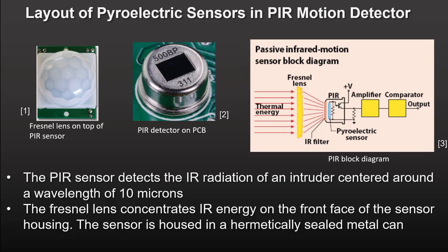In practice, most sensors will respond to wavelengths between 4 and 20 microns. The Fresnel lens concentrates the IR energy on the front face of the sensor housing. The IR sensor is housed in a hermetically sealed metal can to improve electrical noise immunity and provide a more stable temperature and humidity environment. The window of the can is made of IR transmissive material, typically coated silicon, that protects the sensing element inside.